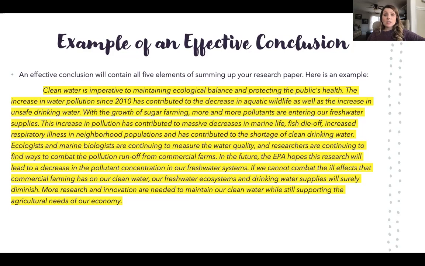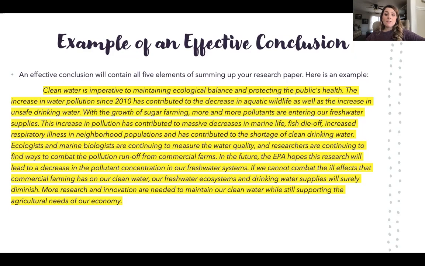Ecologists and marine biologists are continuing to measure the water quality, and researchers are continuing to find new ways to combat the pollution runoff from commercial farms. In the future, the EPA hopes this research will lead to a decrease in the pollutant concentration in our freshwater systems. If we cannot combat the ill effects that commercial farming has on our clean water, our freshwater ecosystems and drinking water supplies will surely diminish.